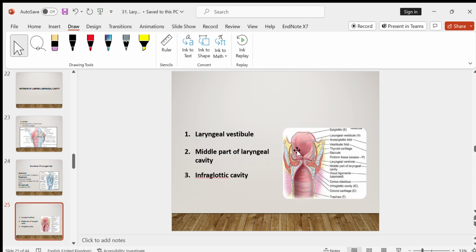Now, the cavity of the larynx has three parts. One is the laryngeal vestibule, one is the middle part of the laryngeal cavity, and third is the infraglottic cavity. The part of the larynx between the epiglottis above till the vestibular fold below is called the laryngeal vestibule. Next part is between the vestibular fold here till the vocal fold here, and this slit-like space is the middle part of the laryngeal cavity. And the last part of the larynx is the infraglottic cavity that is below the vocal folds.